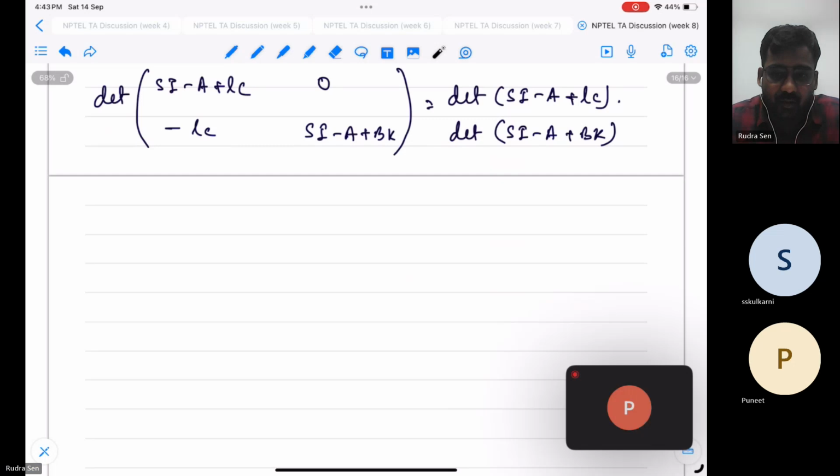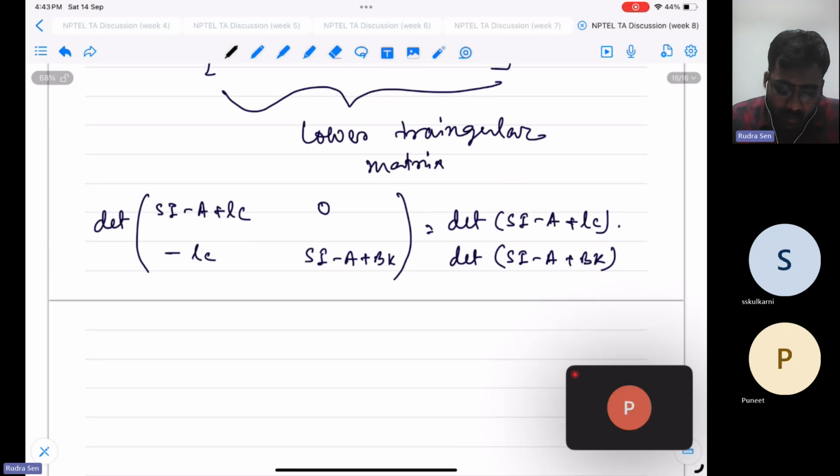Okay. So up to that point, does anyone have any queries? You can ask me, or we move to the last segment, which is the reduced order part.